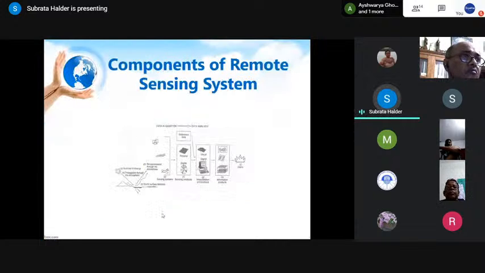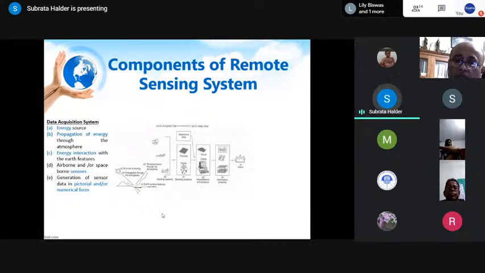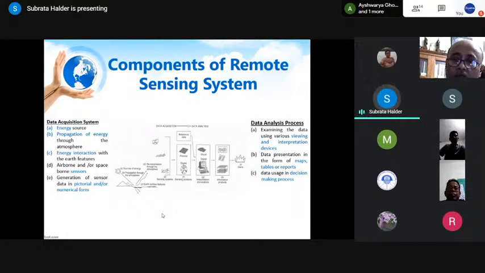Components of a remote sensing system. There are two types of components broadly classified. One is the data acquisition system. It consists of the energy source, propagation of energy through the atmosphere, energy interaction with the Earth's features, airborne or spaceborne sensors, and generation of sensor data in pictorial or numerical form. And the other is the data analysis process. It consists of examining the data using various viewing and interpretation devices, data presentation in the form of maps, tables, or reports, and data usage in the decision-making process.